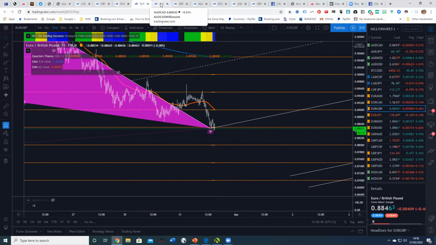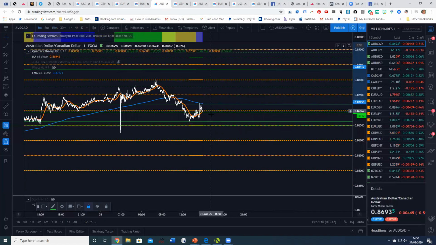Euro CAD, AUD CAD. AUD CAD just can't make its mind up. It's between the 62 1-minute quarter theory and the 15-minute. So that's not doing anything exciting at the moment that I can see.